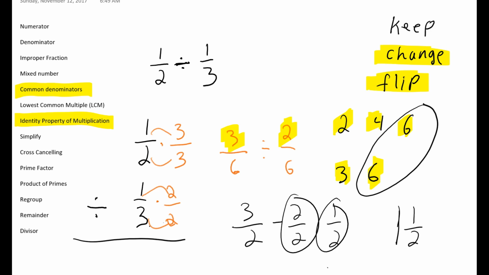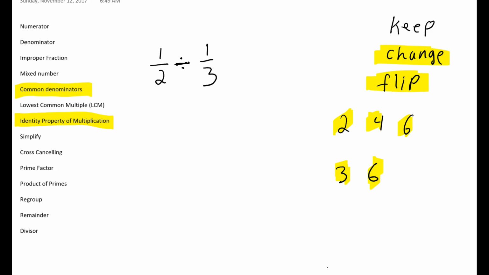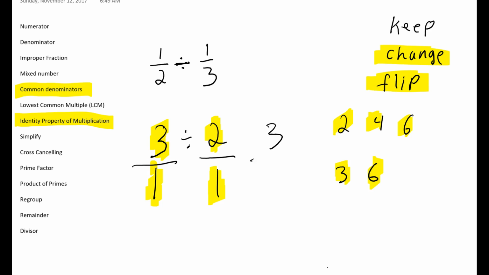Now let's take a look and see why that works. We can always equate what we do to whole numbers. In whole numbers, when I have 3 divided by 2, it's really 3 over 1 divided by 2 over 1. In my whole numbers, I do have common denominators of 1. So if I get a common denominator with any other denominator, it's going to work the same way. I put the left numerator over the right numerator, so I end up with 3 halves.